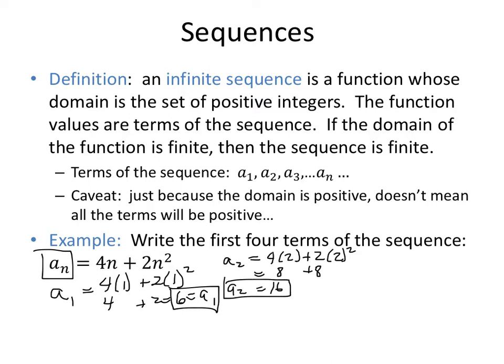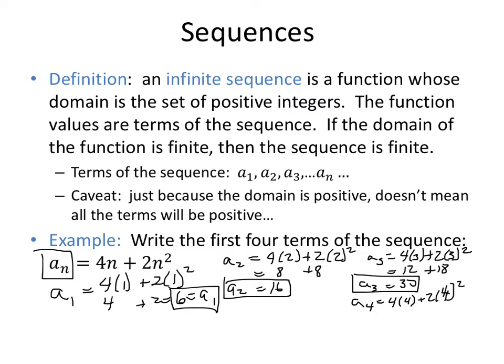Okay. A sub 3, well, that will equal 4 times 3 plus 2 times 3 squared. 3 squared is 9 times 2 is 18, and 12 plus 18 is, of course, 30. So a sub 3 is 30. A sub 4, that's going to be 4 times 4 plus 2 times 4 squared. 4 squared is 16 times 2 is 32. So 16 plus 32 is going to be 48. So a sub 4 is 48. So looking at this, the first 4 terms of our sequence are 6, 16, 30, and 48. Okay? And my sequence keeps going on, but these are the first 4 terms, right?